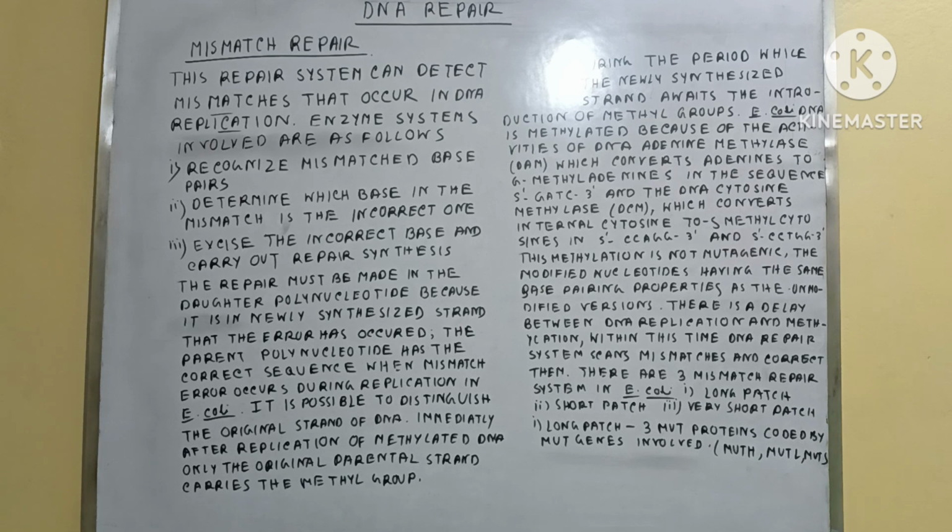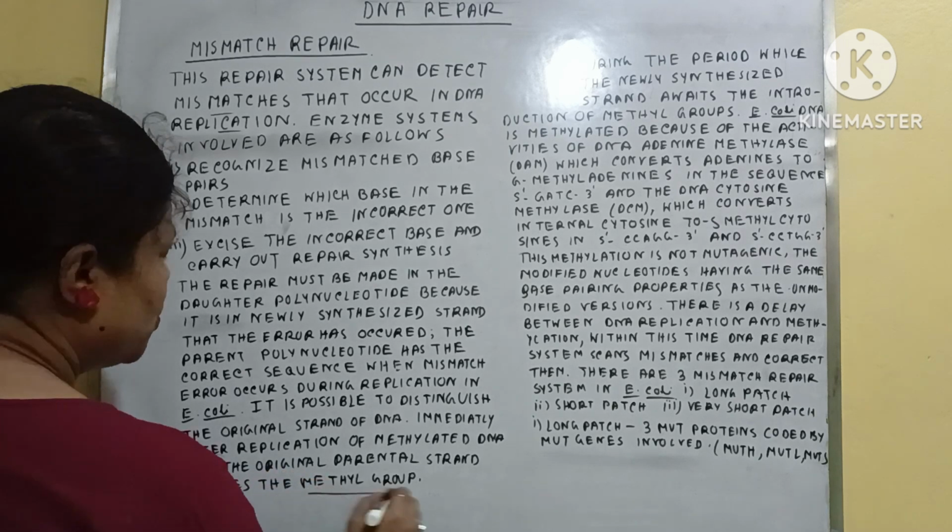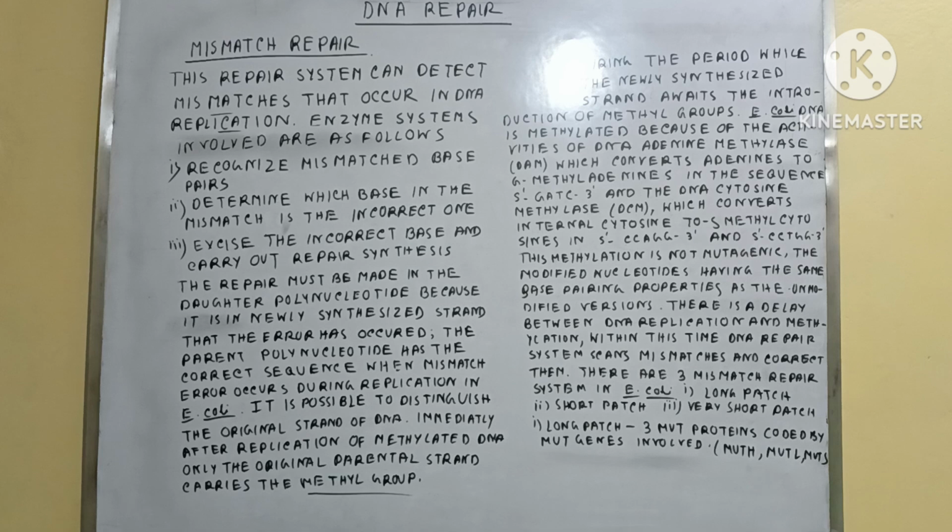And here this is done by the presence of a methyl group, because when the newly formed strand is formed from the parental DNA, it can be distinguished easily by the presence of the methyl group which is present in the parental strand. In that way the repair system or the enzyme can determine which one is the parental strand and which one is the newly formed strand. And during the period while the newly synthesized strand awaits the introduction of the methyl groups.